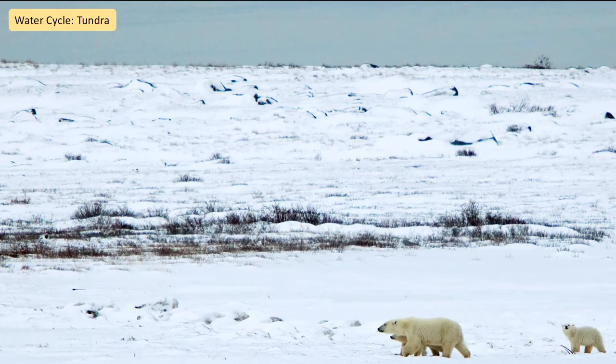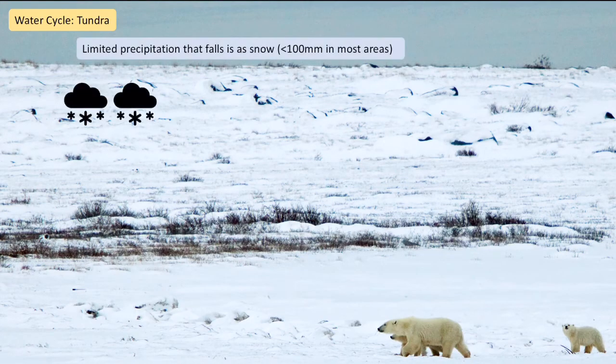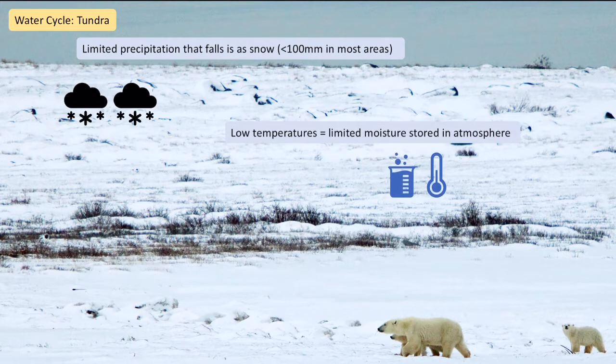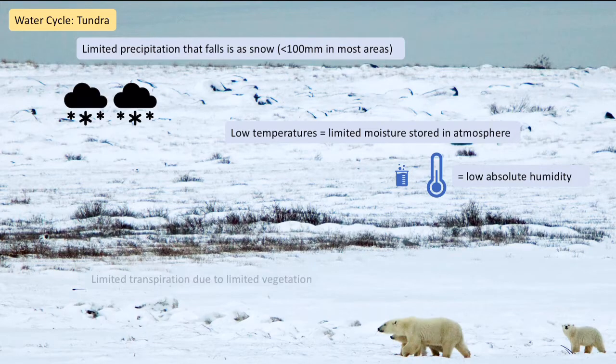So I'm now going to talk about the water cycle and the specific conditions. Largely, most of this is related to the low temperatures, but we've got very limited precipitation, most of which will only fall as snow, less than 100 millimetres in most areas. But because of those low temperatures, we're not going to have much of the moisture stored in the atmosphere because there'll be low absolute humidity. So the air just simply can't hold much water, where in the Amazon, because it's so warm, it can hold incredible amounts of water in the atmosphere. So very little of this moisture is going to be stored in the atmosphere.